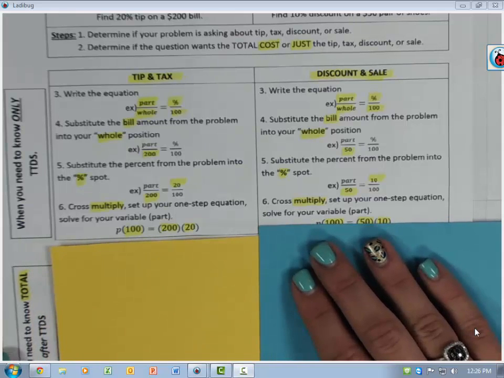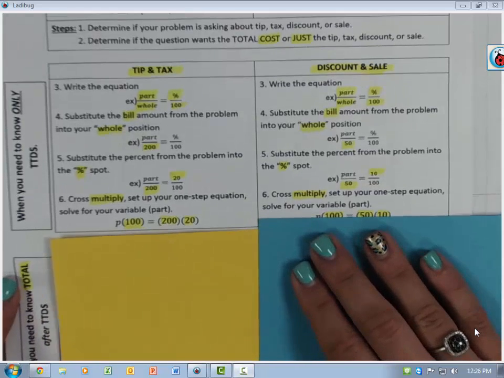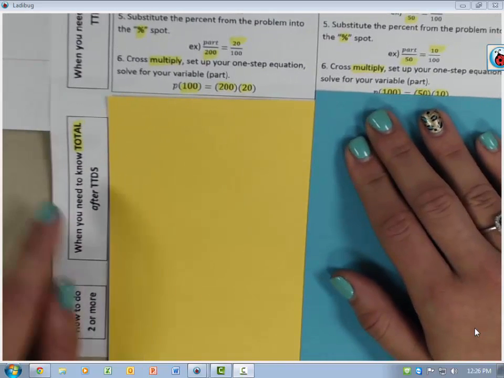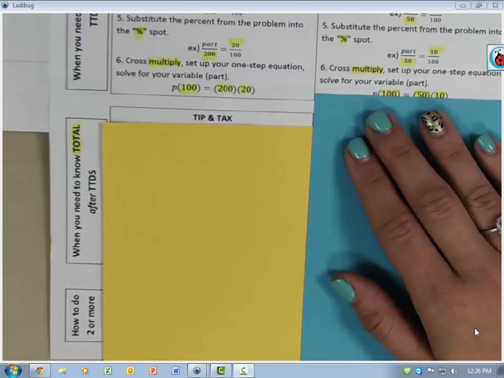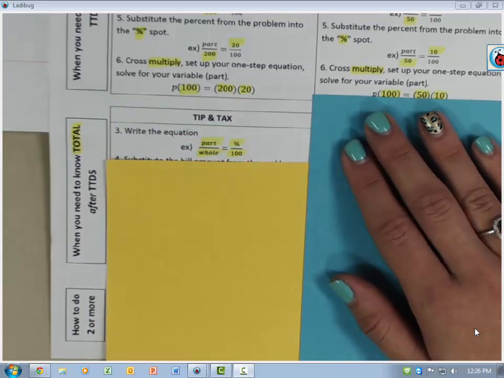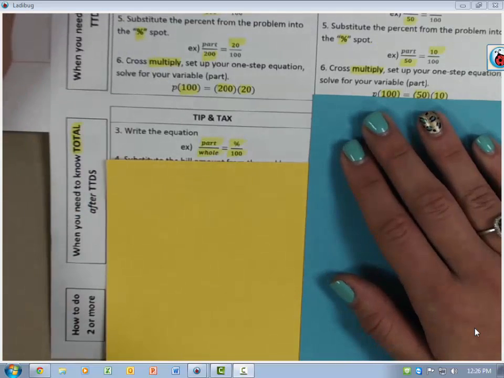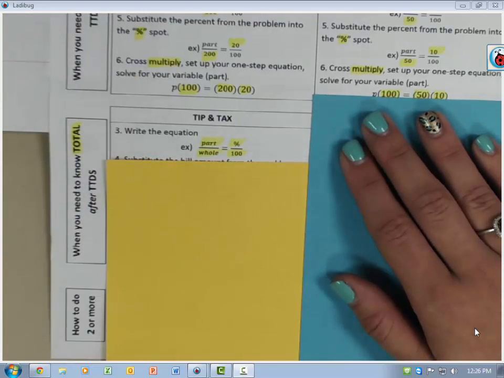Alright, now we talked about what you need to know when you only want tip, tax, discount, or sale. What about when you want to know your total? What happens when you want to know your total? How much are you going to pay in all? Okay, well, let's look at it. For tip and tax, again, you're going to write your equation. Okay, this is step 3 because you should have already done step 1 and 2 at the very top. So this is why it's step 3.